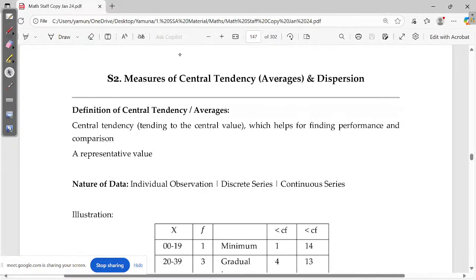Please join. I request you to highlight this word, a representative value. Whether it's a mean, median, mode, any quartiles or deciles or whatever, any positional average, we take this as a representative value. Okay.